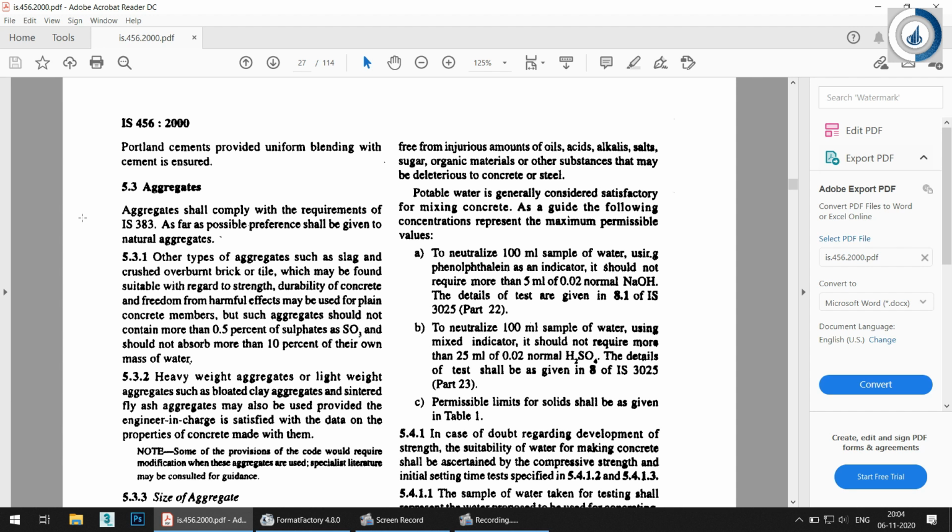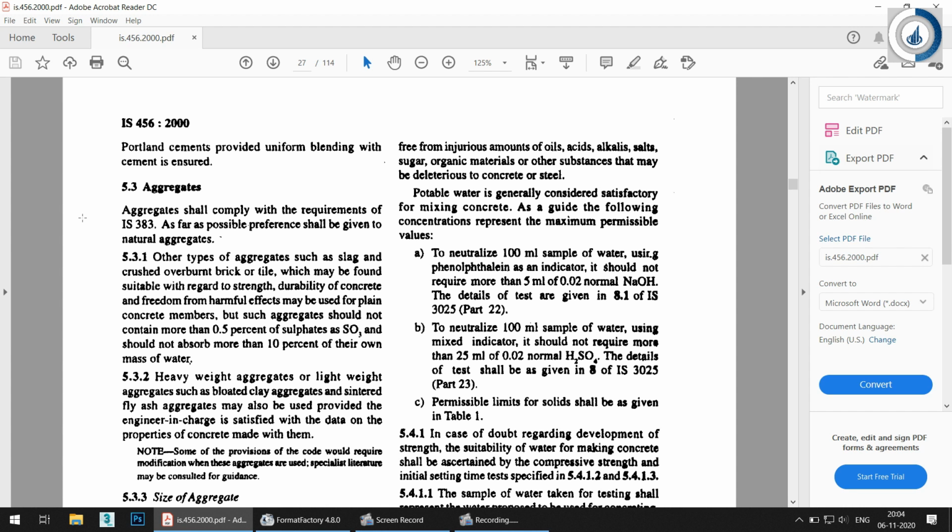As far as possible, preference shall be given to natural aggregates. Nowadays there are different types of man-made aggregates also, but as far as possible for reinforced cement concrete, you have to give preference to the natural aggregates as per IS 456-2000.